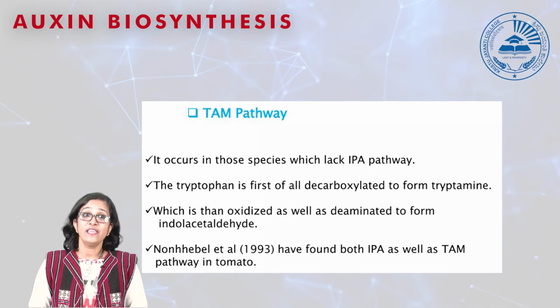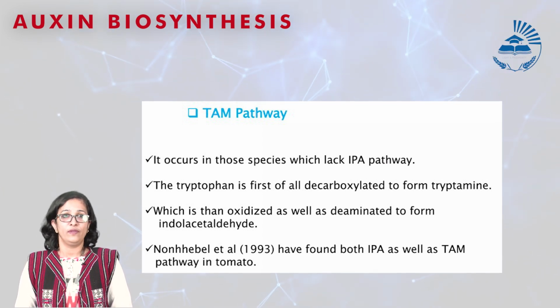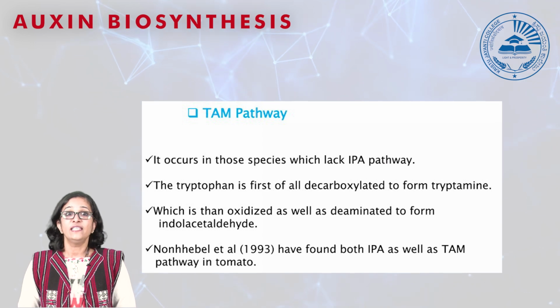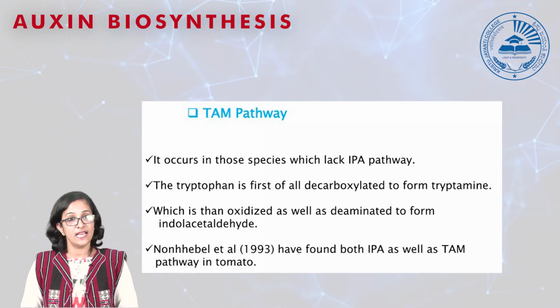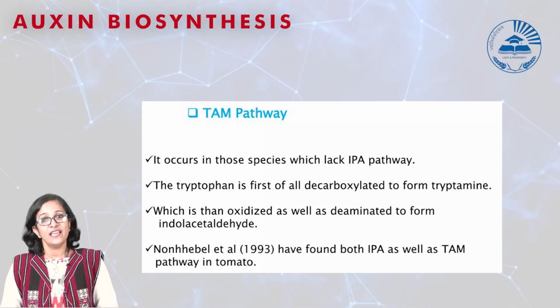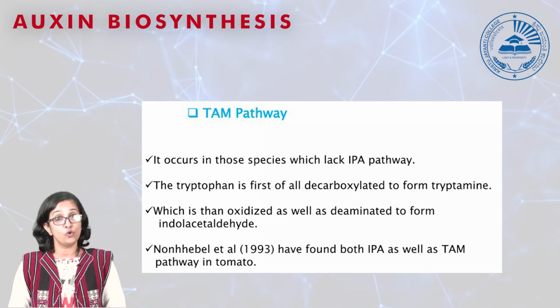Then coming to the TAM pathway, it occurs in those species which lack the IPA pathway. The tryptophan is first of all decarboxylated to tryptamine, which is then oxidized as well as deaminated to form indole acetaldehyde. In 1993, it was found that both the IPA as well as the TAM pathway are present in tomato, which is a rare thing.